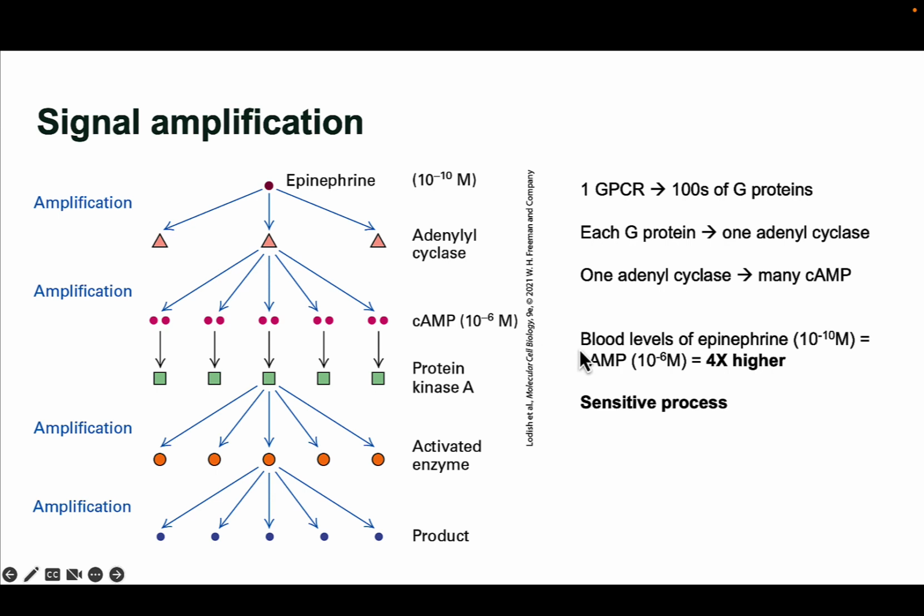Just to give you some numbers, the blood levels of epinephrine are 10 to the negative 10th molar, so minute amounts. And the cyclic AMP levels inside the cell, once that cell has bound to epinephrine, is 10 to the negative 6. So that's 10,000 times higher. We've really cranked up the volume, and this helps make this process far more sensitive.